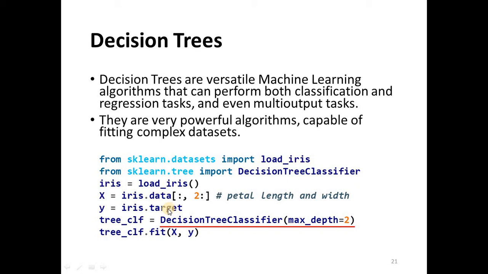But now this is a multi-class problem. The target has three classes, 0, 1, and 2. We create a model using this class, and this is an important parameter, which is the maximum depth of the tree. We specify 2. Then we do training as usual. The following will explain what max depth equals 2 means.